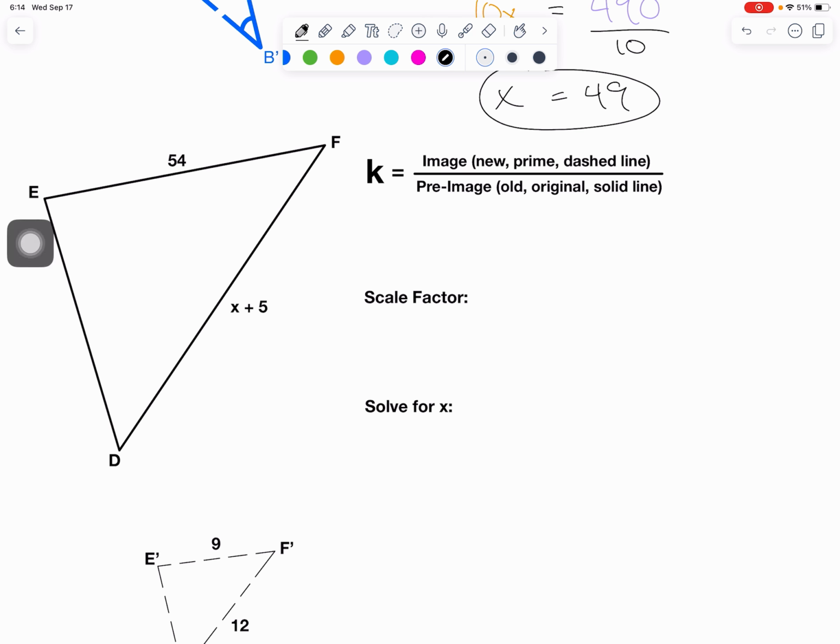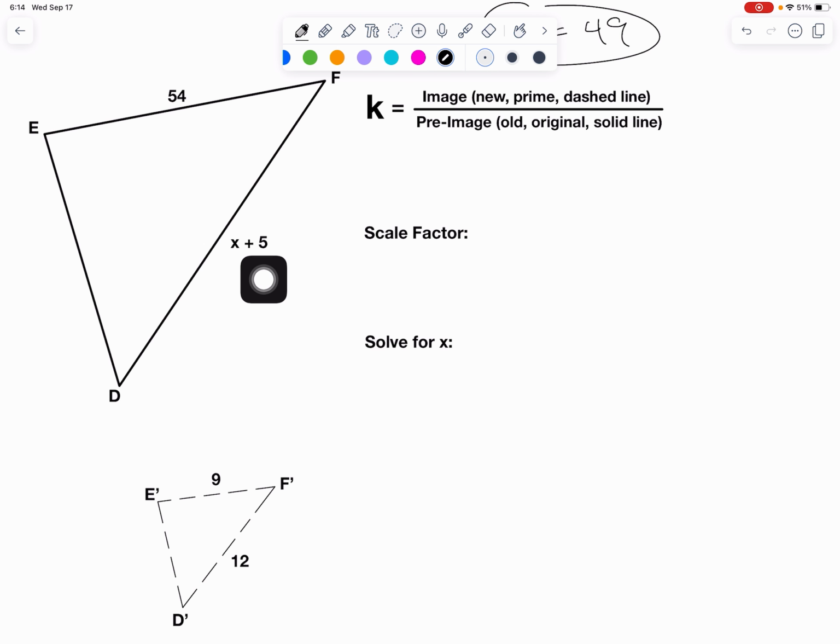All right, let's try one in black and white. So scale factor, again, is our image. Oh, new, prime, dash line. I see a dash line. All right. Ooh, there's an x in here. Do we really want to use DF or D prime and F prime? No. So let's use E prime and F prime and make this as simple as possible. 9 over 54. All right, again, we will have to reduce this one. Equals 1 over 6. It does not want the percentage of, let's say, roughly 16.7%.